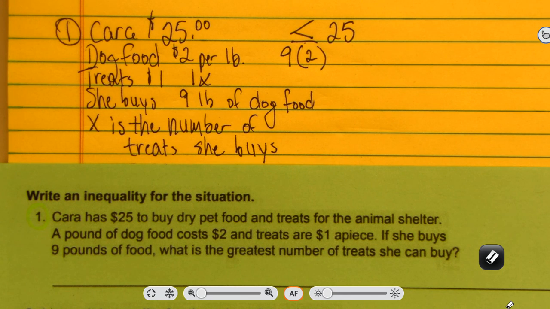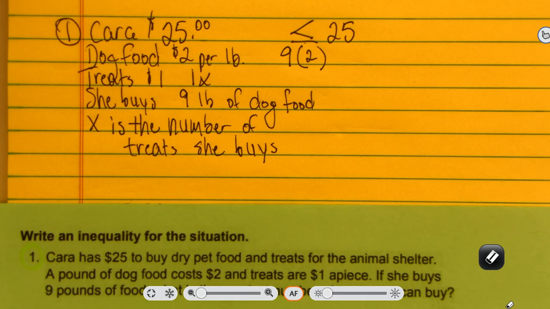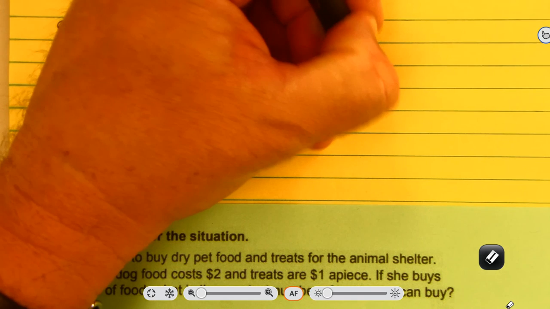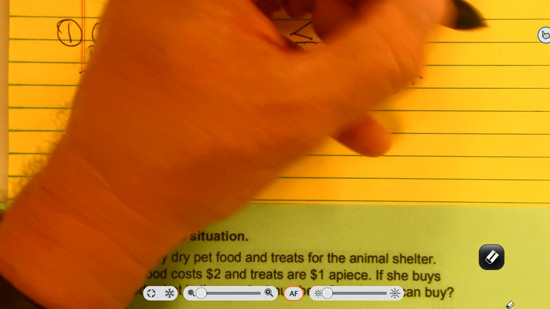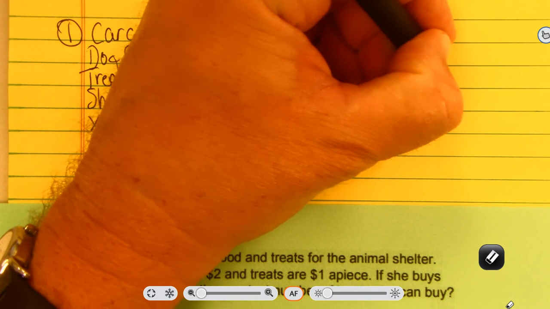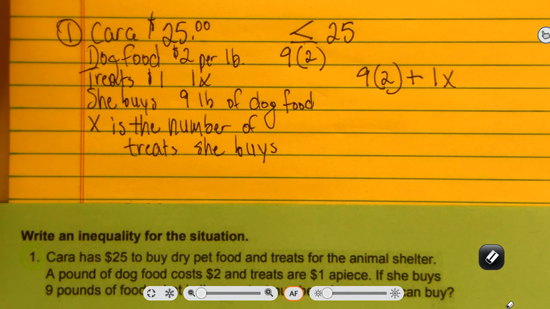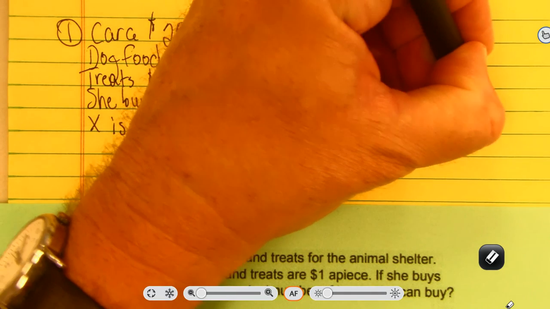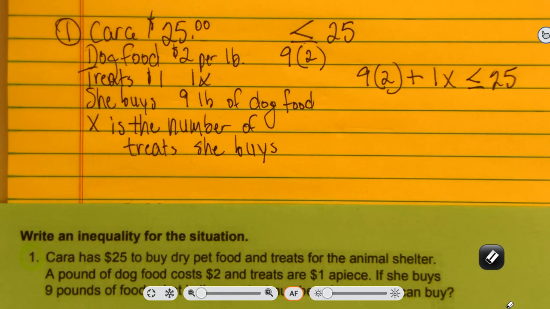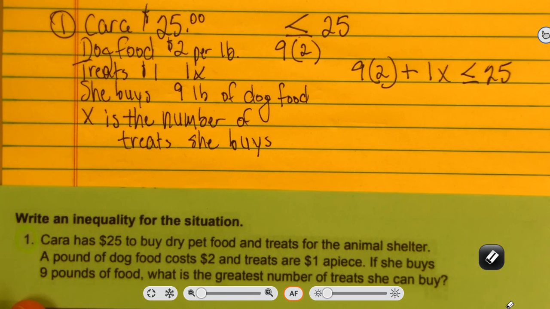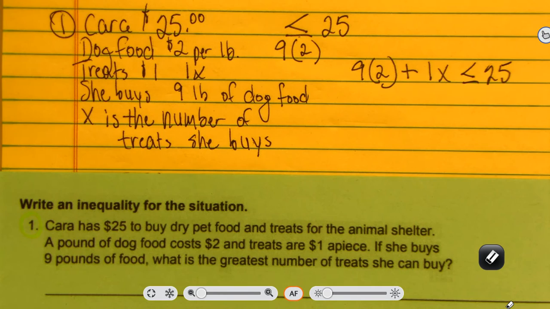So I think we've got the parts to assemble to write a pretty good inequality here. First of all, we know that she's going to buy 9 pounds. We said that was 9 times 2. And we're going to add the treats to it. So in other words, she's adding $1 times each treat. And we know that she can't spend any more, so she's going to spend less than or equal to $25. So I've taken what I've been talking about there and put that into an inequality. 9 times 2 plus 1x is less than or equal to $25.